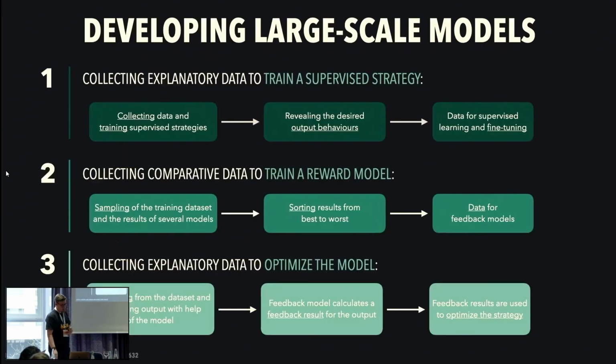And if we're now trying to develop models, then most of you might know that you will take 3 steps. The first step is collecting explanatory data to train a supervised strategy. The second part is collecting comparative data to train a reward model. And in the third part, collecting even more explanatory data to optimize the model. One important trend that I currently see that is interesting is, on the one hand, you are getting bigger and bigger models like GPT-4 and its predecessors.